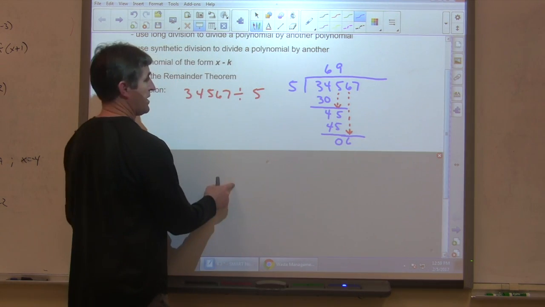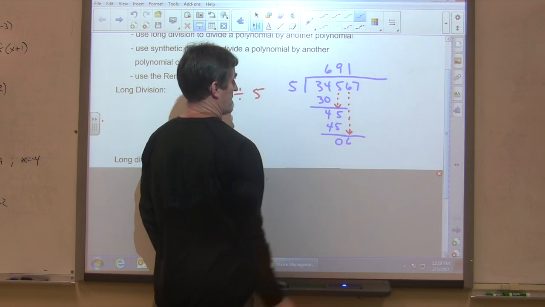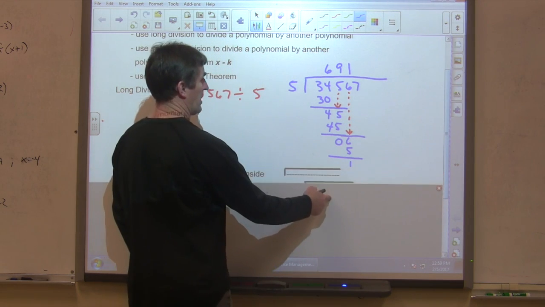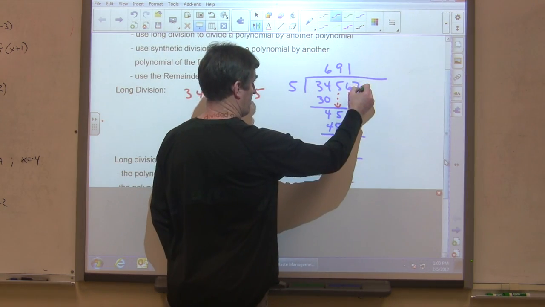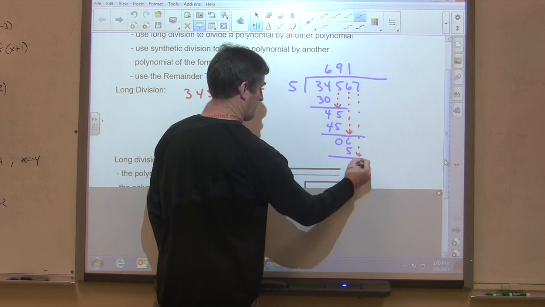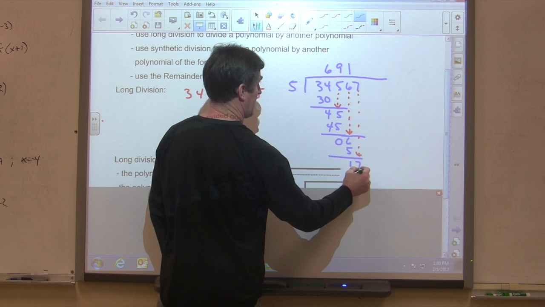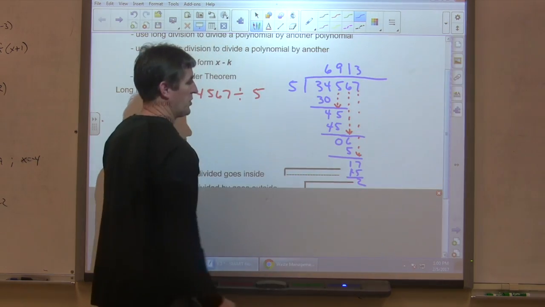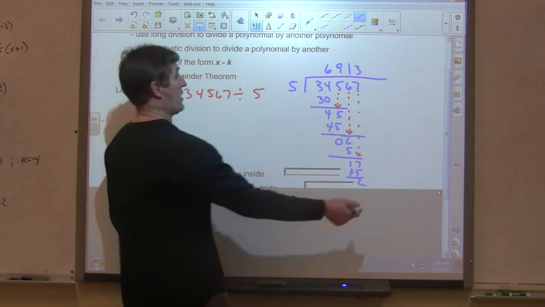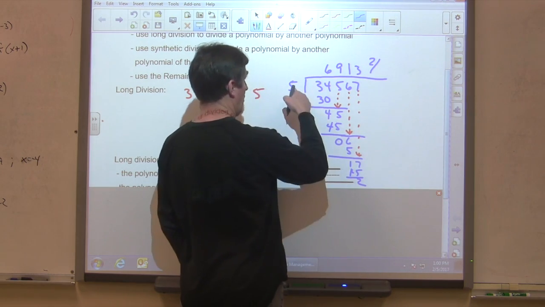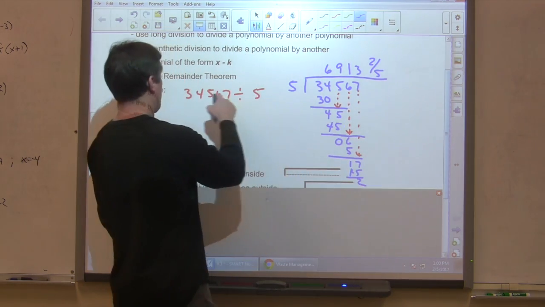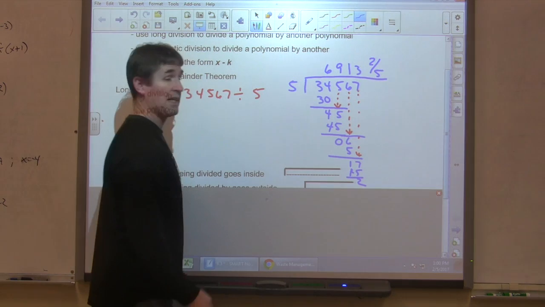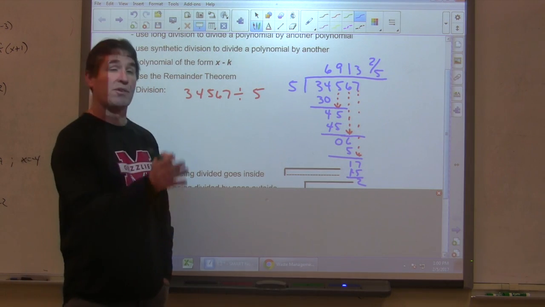Then you would bring down the next number. So 6. And 5 goes into 6 once. And 1 times 5 is 5. And you subtract and get 1. And then you would bring down the 7. And then 5 goes into 17 3 times. And 3 times 5 is 15. And you subtract and you get 2. And then what you were left with was the remainder. And so the remainder would go up here, and you'd put it over what you divided by. And so 34,567 divided by 5 would be 6,913 and 2/5. So that's what you learned way back when.